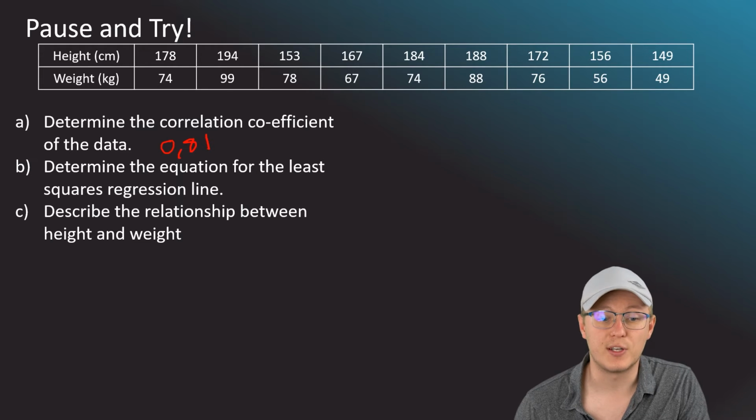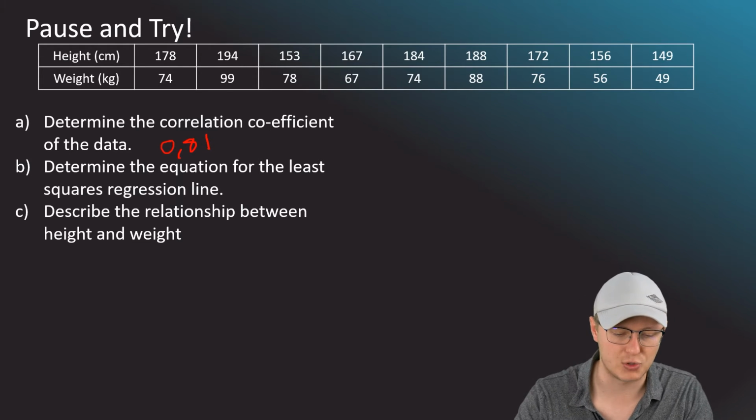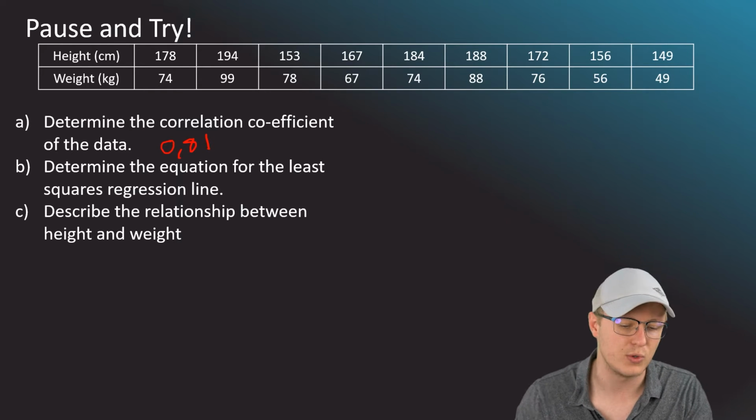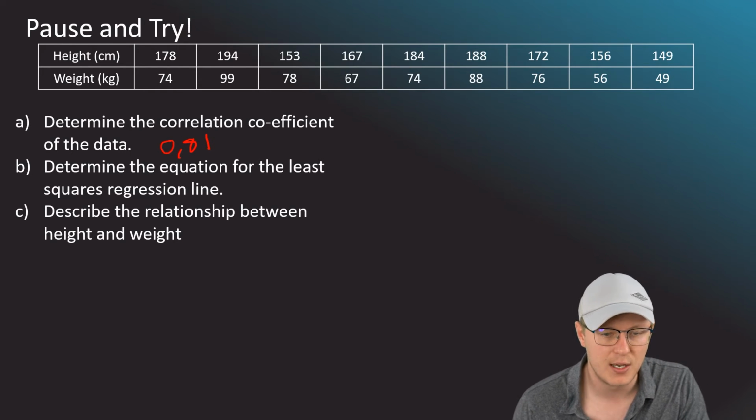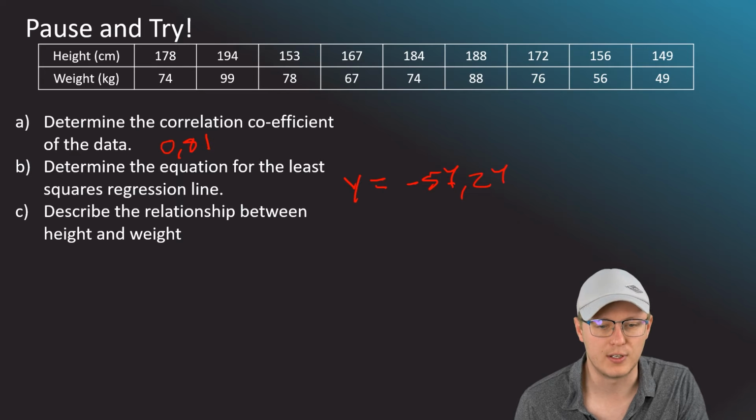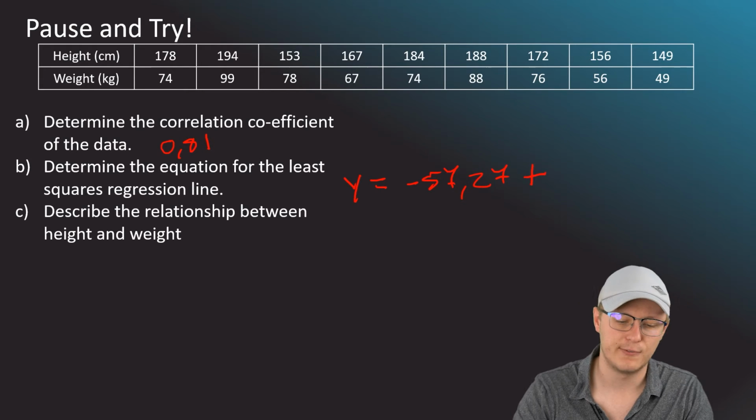And then it says we've got to determine the equation of the least squares regression line. So now again, shift stat, option 5 is regression, and that then allows me to select number 1, which gives me a, the y-intercept. So I'm going to get y is equal to negative 57.27, and then plus the bx.